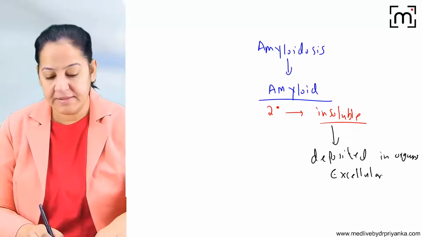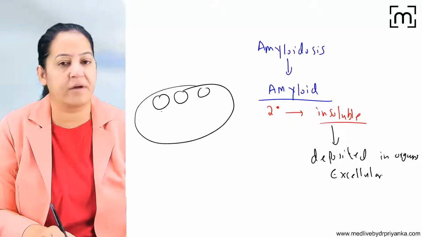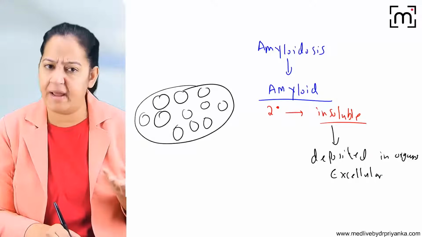For example, this is any organ. Let me draw the organ. This is the organ and these are the cells of that organ. This organ can be any organ. It can be heart, adrenal, kidney, tongue, any organ.